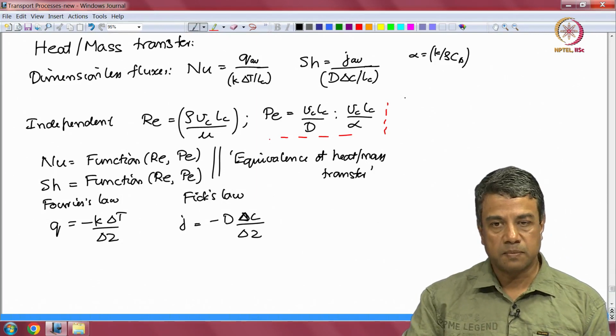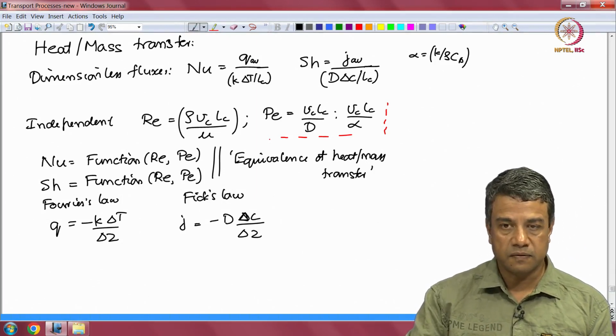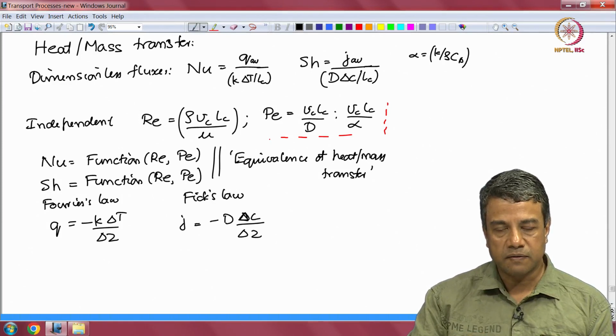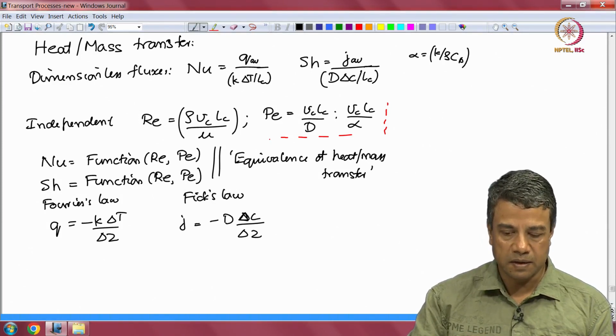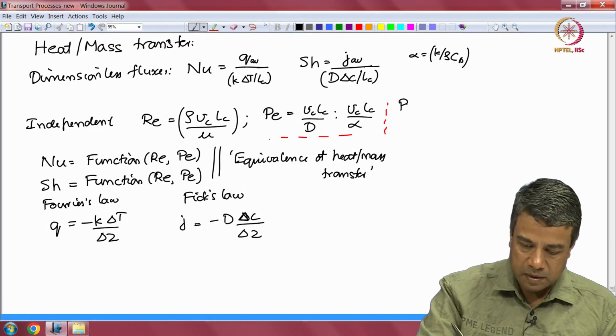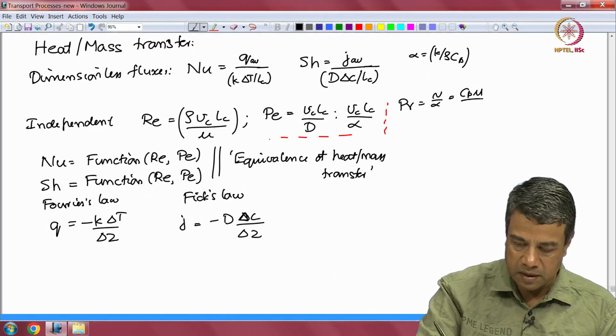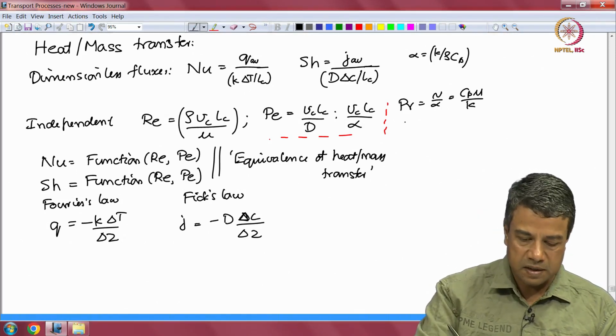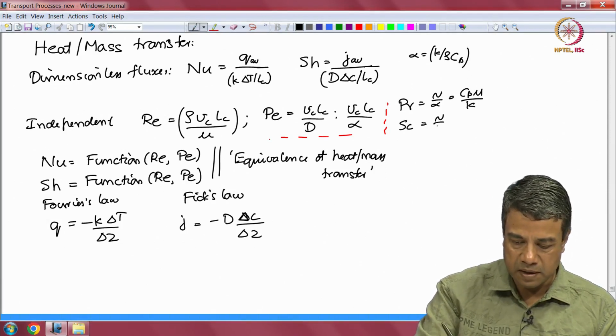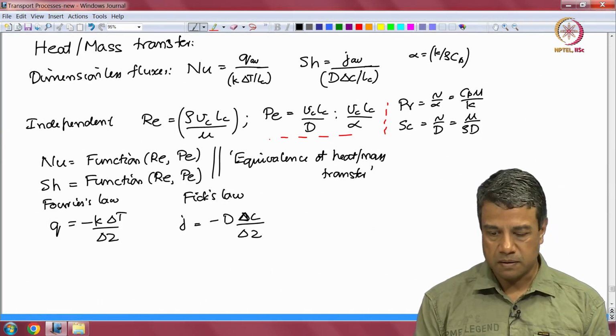So, for example, if you were to express the heat transfer correlation in terms of the Reynolds number and the second number, which is the dimensionless ratio of the momentum diffusivity and the thermal diffusivity, that number would be the Prandtl number, equal to nu by alpha, which is equal to Cp mu by k. And for mass transfer, that number would be the Schmidt number, that is nu by D, which is mu by rho D, where nu is the kinematic viscosity or momentum diffusivity, D is the mass diffusivity, and alpha is the thermal diffusivity.